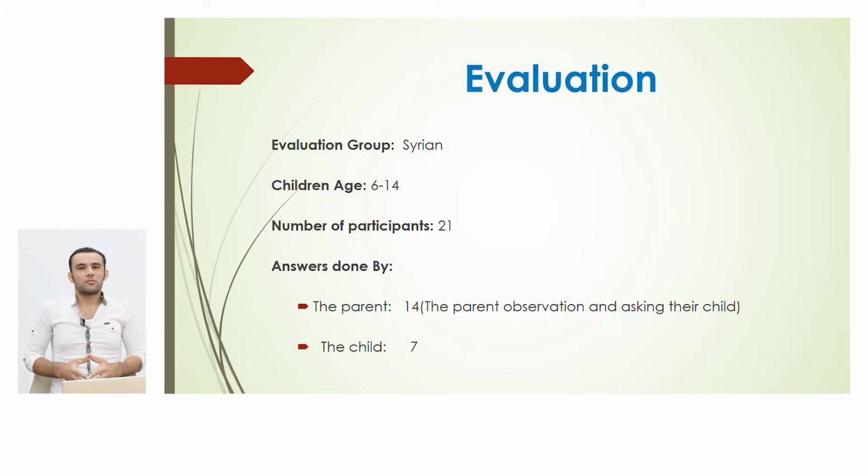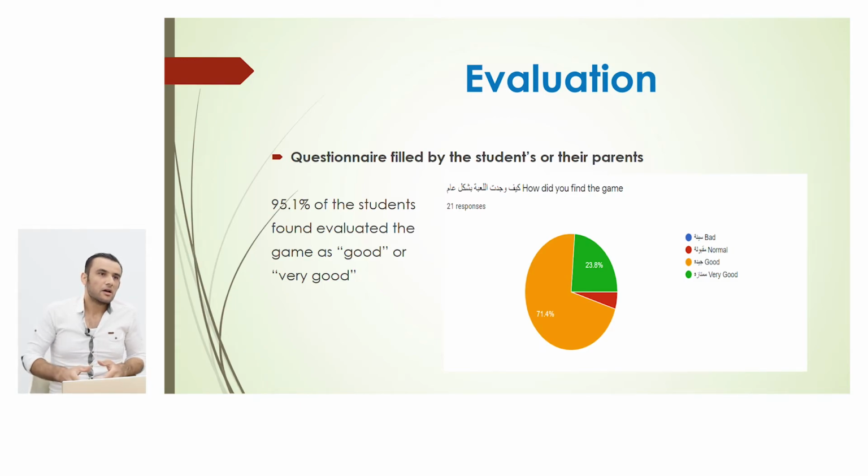The evaluation method. Because the target group is Syrian children, I did the evaluation with Syrian children, of course, from ages 6 to 14. The number of participants was 21. The answers were given either by the child him or herself, or by their parents if they were not able to answer. I asked many questions related to the games.